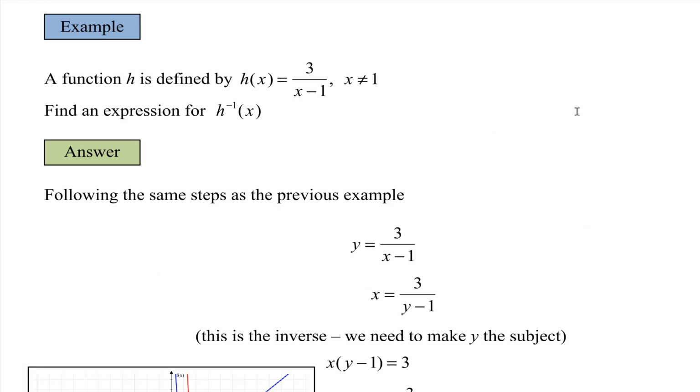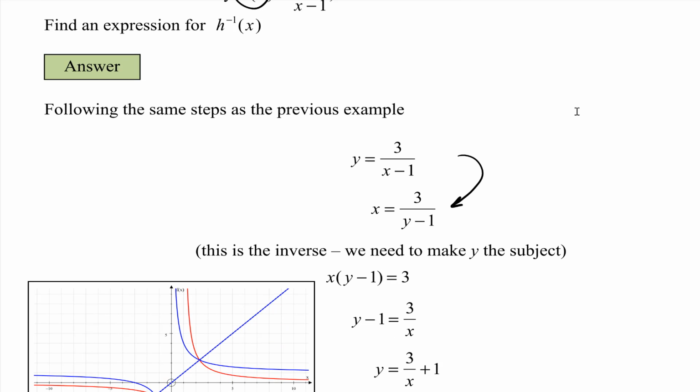Alright, this one here just says find the expression for the inverse, so I'm going to do the same thing. Rather than h of x, what I'm going to do is just replace that with y. So call that y equals 3 over (x − 1). So from here to here, all I've done is swap the x and y values. So this is the inverse function.